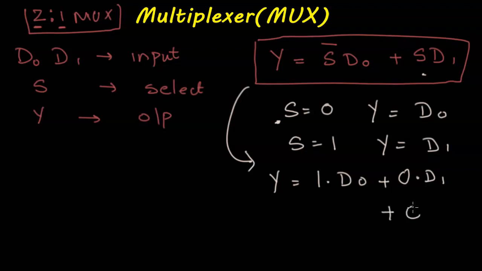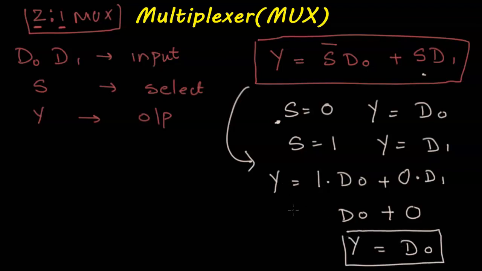So we have 0 and 1 dot anything will give you self, right? So we have D0 and D0 plus 0, that is ORing. ORing anything with D0 is going to give you itself. So we have D0, hence the output Y. So in this case, we took our S is equal to 0 and our output is D0. So this is the logic behind our multiplexer, 2:1 MUX.